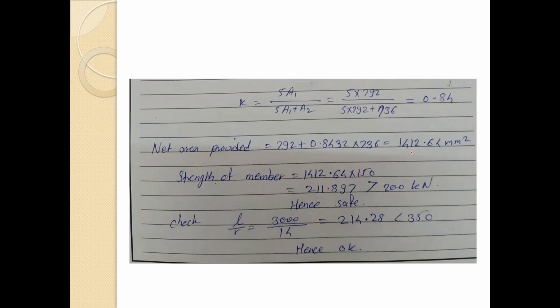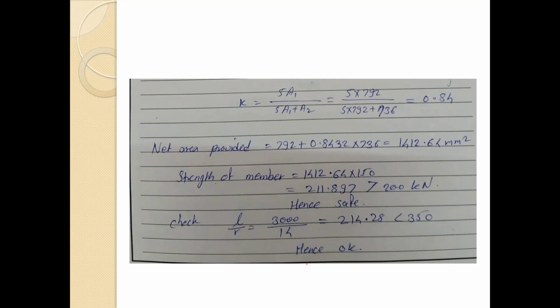mm square. So the strength of the member, that is area into sigma_at, we are getting 211.89, which is greater than 200. Hence the design is safe. Again we are checking L by r equals 3000 divided by 14, r is 14 over here. That becomes 214.28, which is again lesser than 350.